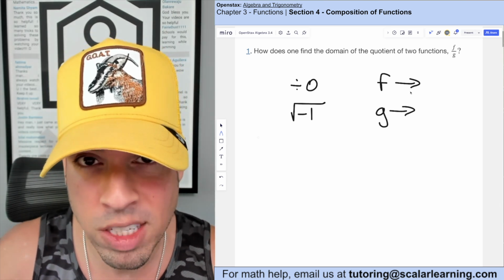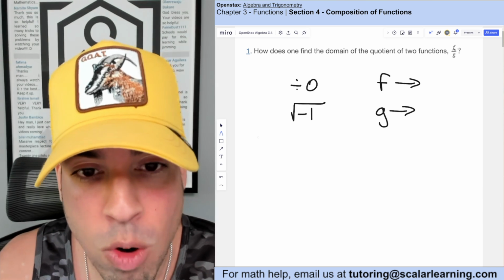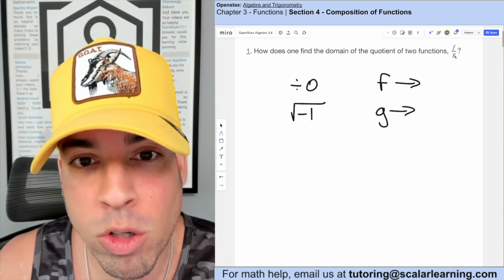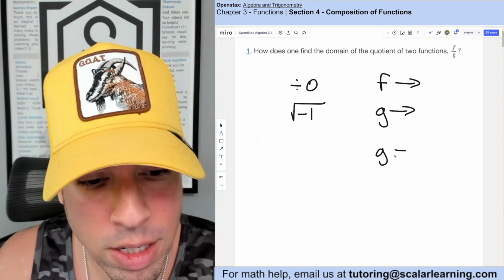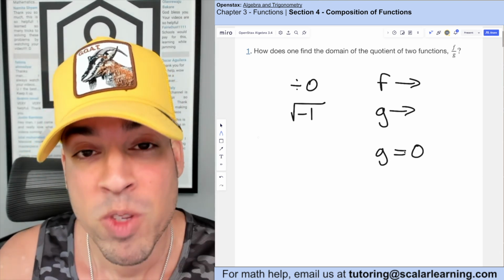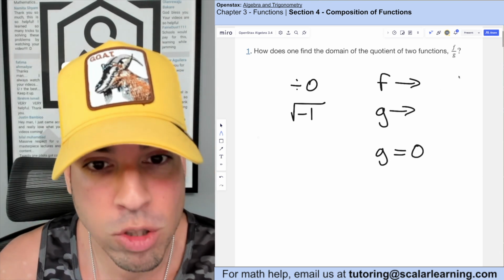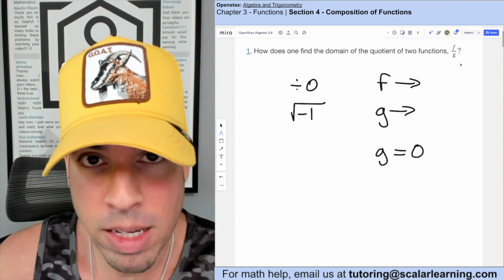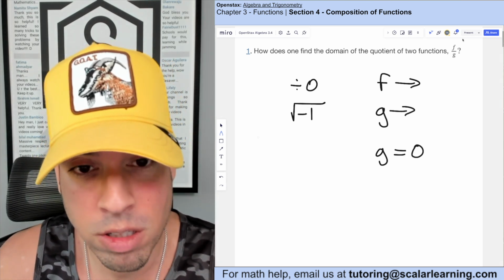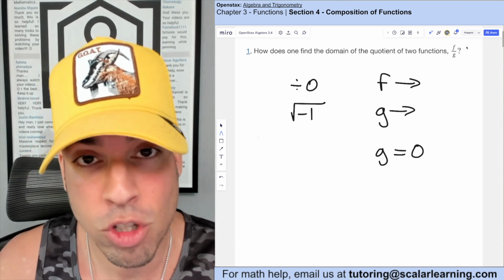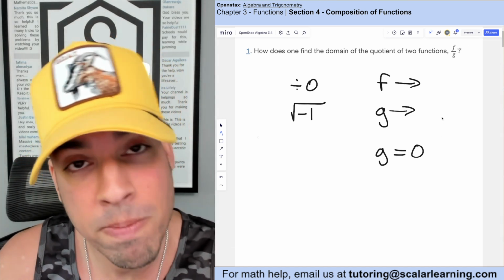But then there's one other exception you have to look out for. Since it's a quotient of two functions, you also have to look for whenever g is going to equal 0, because you can't divide by 0 as we mentioned up here. So even if g in and of itself ends up being 0, that's not going to work because it's going to be f divided by 0. So that's a restriction as well. That's how you do it.